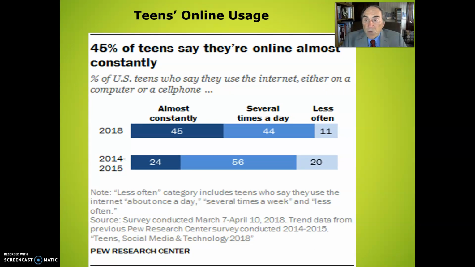Smartphone accessibility fuels more frequent internet activity. In the same 2018 report, 45% of teens reported constantly using the internet on their phones, while another 44% say they go online several times a day, which means roughly 9 in 10 teens go online multiple times per day. The question then becomes, how do teens use their smartphones?